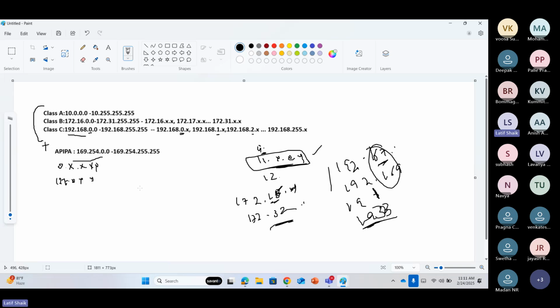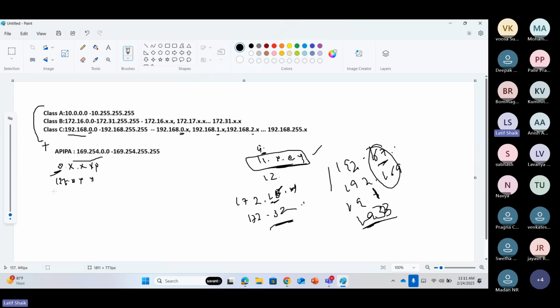169.254 private. 169.254, that's a private IP. 169.255 public. 169.253 public. Okay, so all these things, yes, we can assign from 1, not 0.